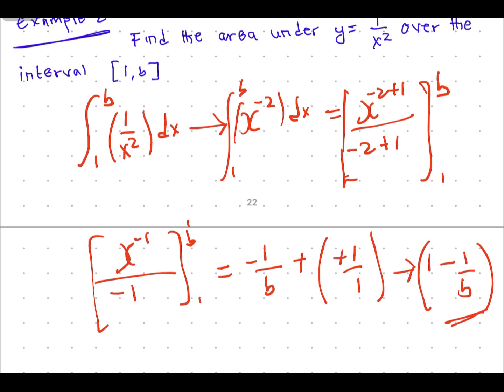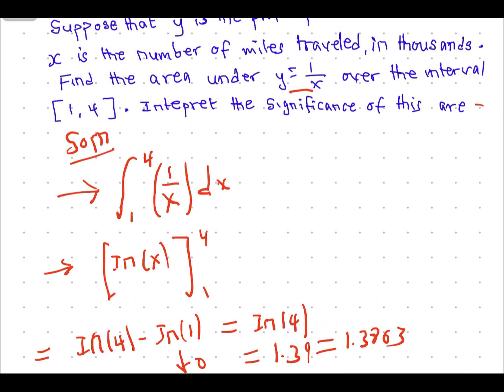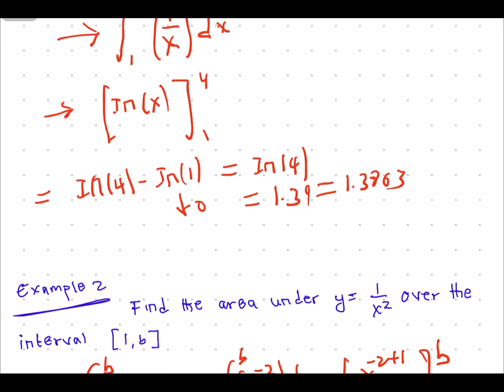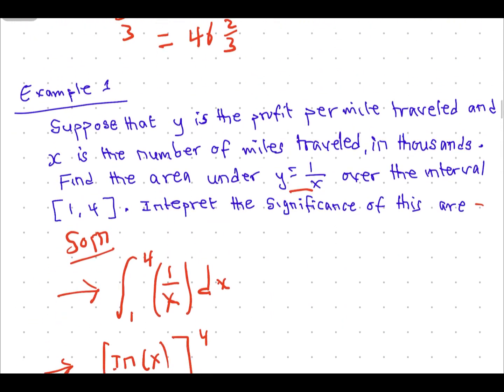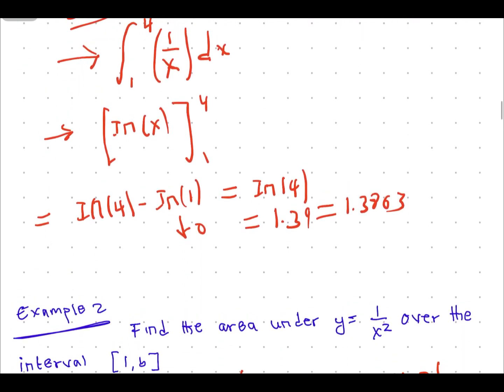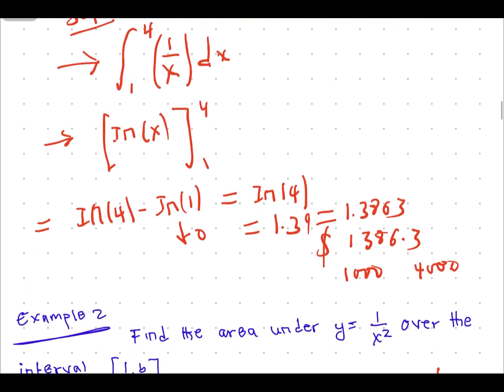So let's quickly go back here. I forgot to give an interpretation of this. We got a value of 1.386, and in the question we were told that this value is in thousands. So we get 1386.3, and it's in dollars. Considering the unit, which is dollars, the area represents a total profit of 1386.3 when the miles traveled increases from 1,000 miles to 4,000 miles, because the upper limit was 4. So that's the simple interpretation of the answer we got.